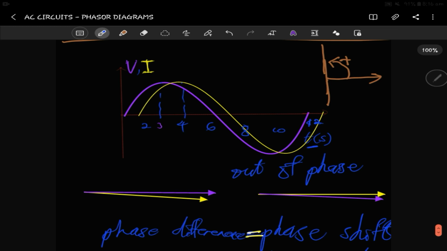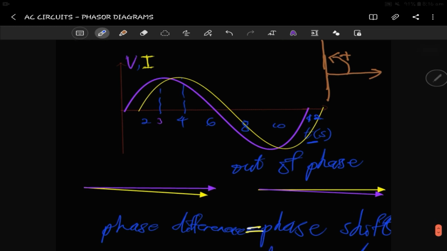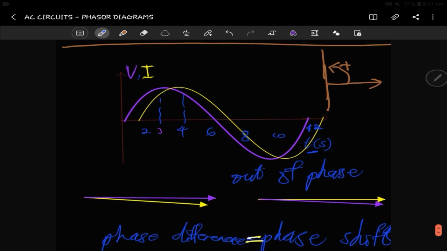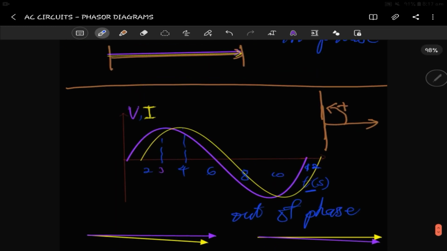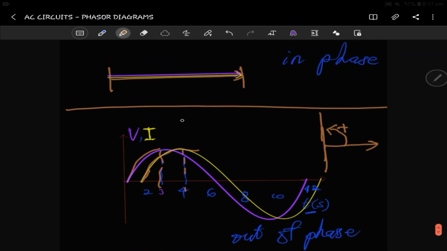So we get to say that because there's a phase shift, a phase difference, there's a phase angle. Another thing we see is that because the voltage waveform here starts and gets to its peak before the yellow waveform gets to its peak, the voltage, or V, leads the I. So basically the voltage leads the current.